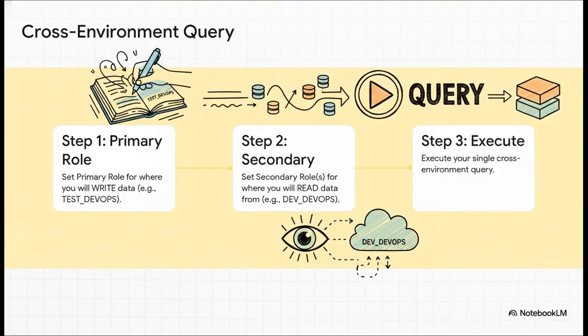And now, check out the power of the new way. It's just 3 simple steps. First, you set your primary role to where you want to write the data. In this case, that's our test_DevOps role. Step 2, you set your secondary role for where you need to read the data from. So our DevOps role. And then step 3, you just execute a single query that crosses both environments. One command. That's it. It's so much cleaner.